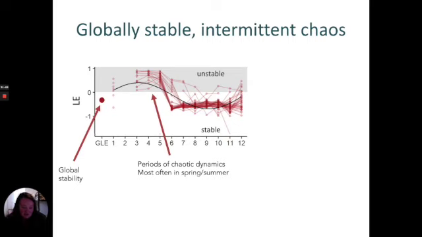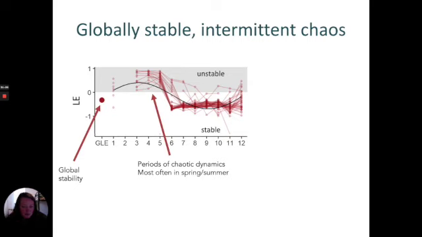Previously, what people have done is calculate the global value of LE, and that's for the whole time series. So again, like collapsing a whole time series down to one data point. And you can see here that would suggest that this system is stable and somewhat predictable.